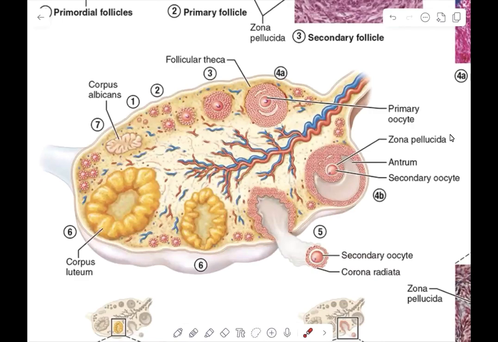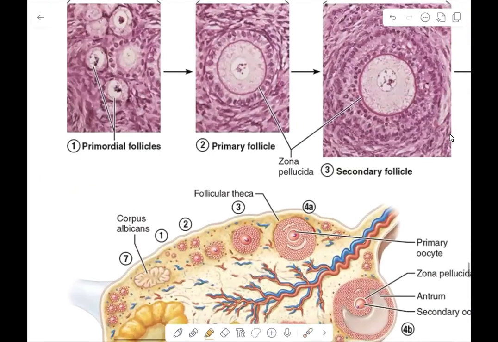And stage 1 is going to correspond with this primordial follicle. Usually the primordial follicle is located closer to the outer part, the cortex of the ovary. Then number 2 is the primary follicle. So you can see that these cells were kind of squamous looking here. Here they become a little more cuboidal looking. There is the appearance of the zona pellucida. It's kind of like the eggshell around the egg.